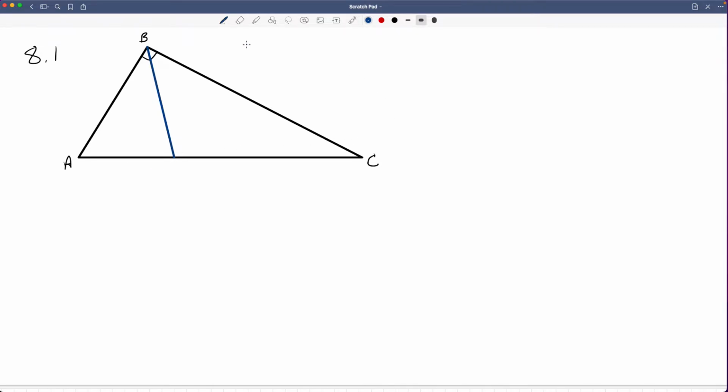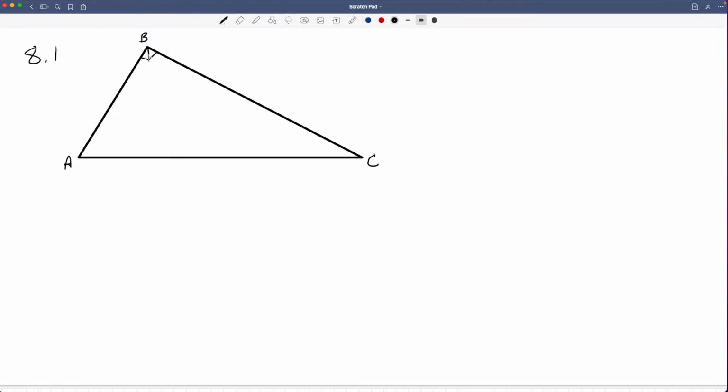I'm sorry, it's not a bisector. Let me undo that. If it were a bisector, that would be what it is doing, but that is not what it is doing at all. Instead, this is going to be the altitude. I read ahead too far. Sorry about that.